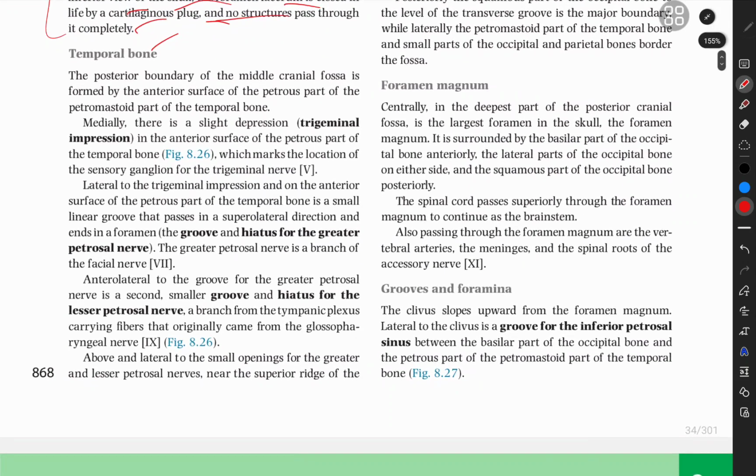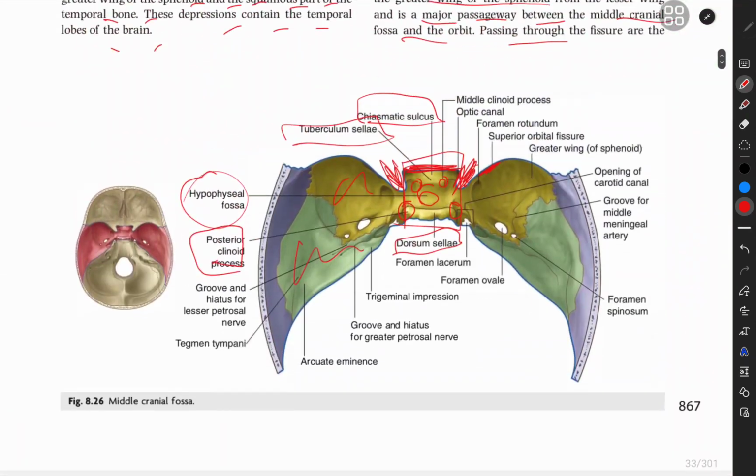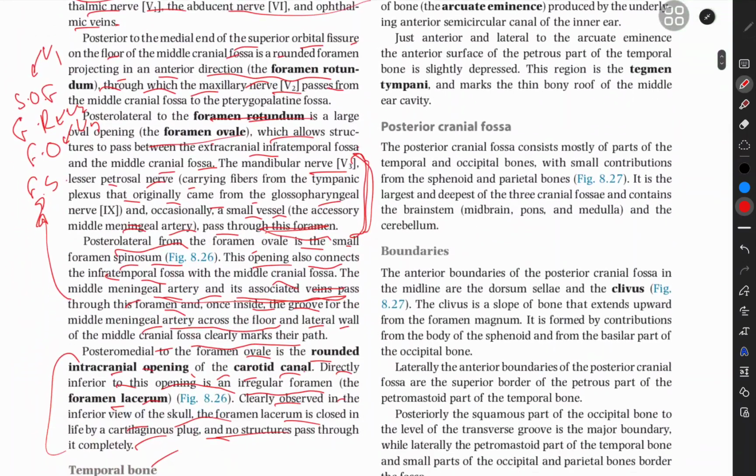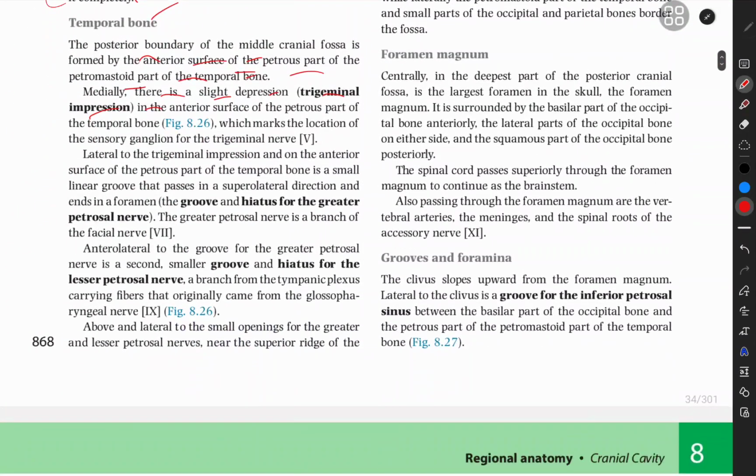Temporal bone. The posterior boundary of the middle cranial fossa is formed by the anterior surface of the petrous part of the temporal bone. Medially, there is a slight depression, the trigeminal impression, in the anterior surface of the petrous part of the temporal bone. Here is the trigeminal impression, which marks the location of the sensory ganglion for the trigeminal nerve.